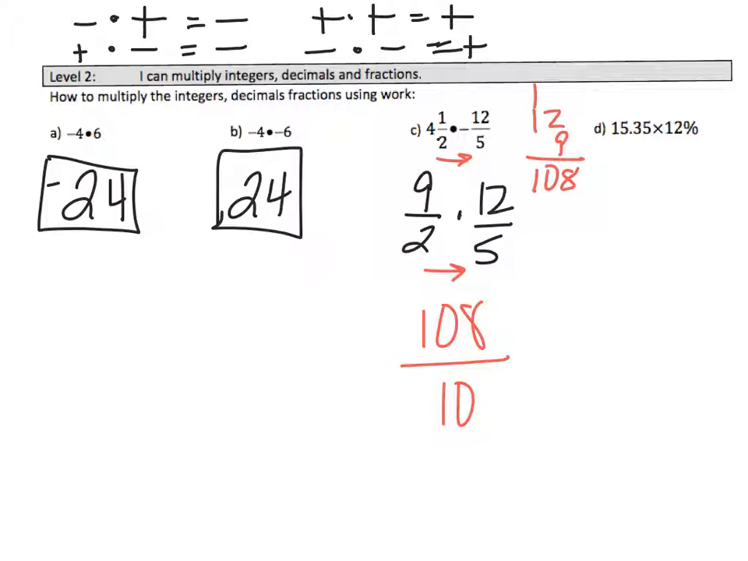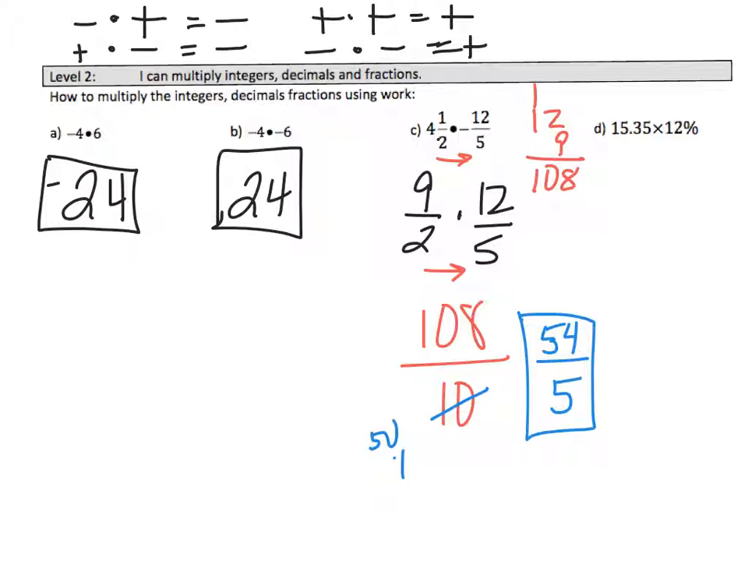And now you can simplify this before you multiply. It might be a little bit easier. But if you forgot, just think 108 and 10. Well, both of those numbers are even. So if I cut 10 in half, that becomes 5. If I cut 108 in half, and here's how I'm going to tell you to cut 108 in half. Think about 100. What's half of 100? Okay, that's 50. And then what's half of 8? It's 4. So 54 is half of 108.